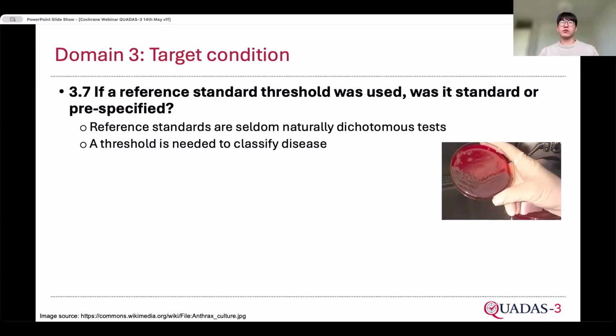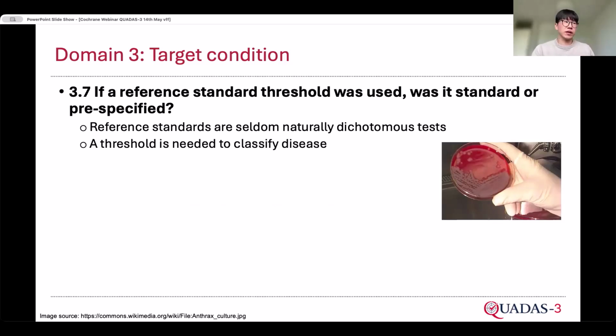3.7 is about the reference standard threshold. So this is also a new item in QUADAS-3. Reference standards, just like index tests, are seldom naturally dichotomous tests. It's really very seldom that you have a clear delineation between diseased and non-diseased. So usually a threshold is needed.